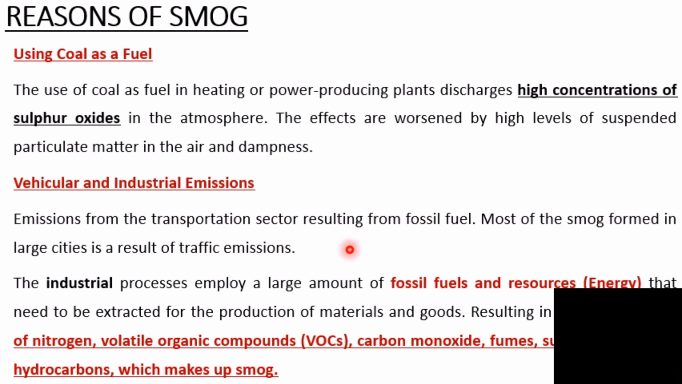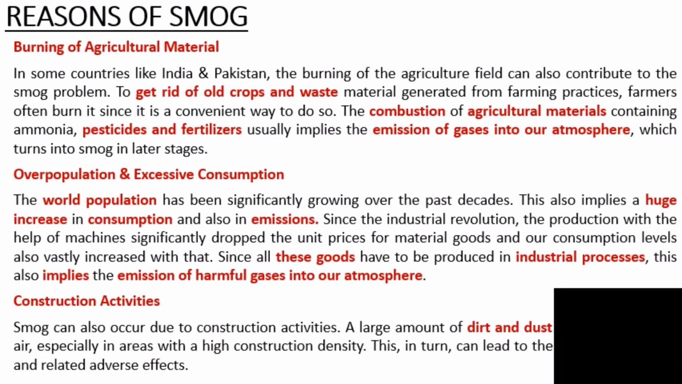Emission from the transportation sector, again resulting from fossil fuel. Okay, and most of the smog formed in large cities is a result of traffic emission. So the primary reason for the smog that we see in the cities is the emission from the automobiles. The industrial processes employ large amounts of fossil fuels and resources, and these will be extracted for the production of materials and goods. And all these will be released into the atmosphere as various gases, and finally result in the formation of smog.